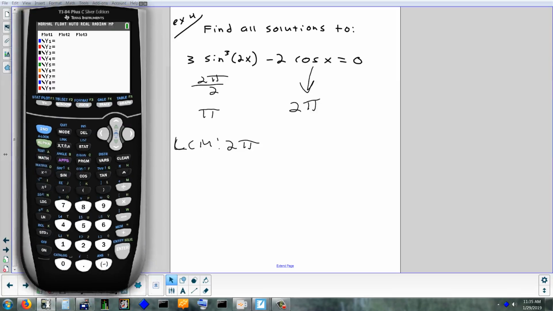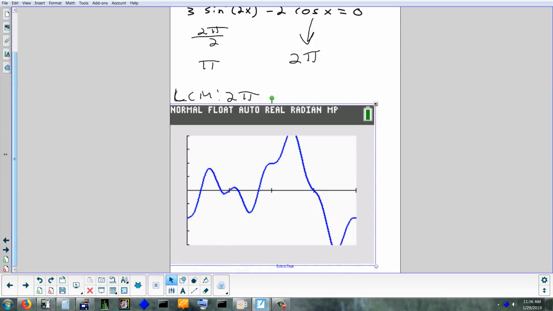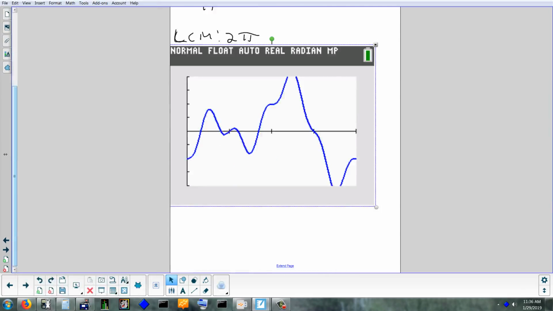All right, now we have to type all that in. So we want 3 sine of 2x cubed, minus 2 cosine x. And we're calculating the roots. Where does this equal 0? Let's hit graph. I don't care, that goes off the screen. Okay. How many times does it look like that crosses the x-axis? Yeah, 6. I already have all the answers written.